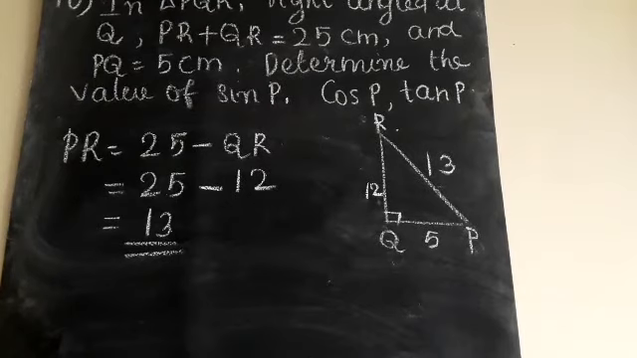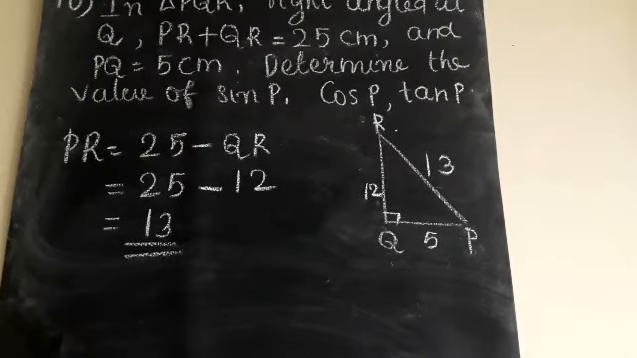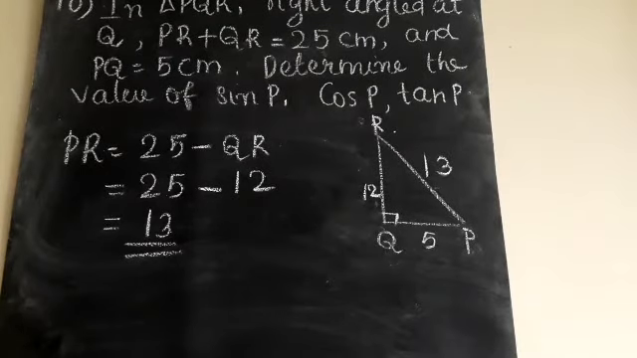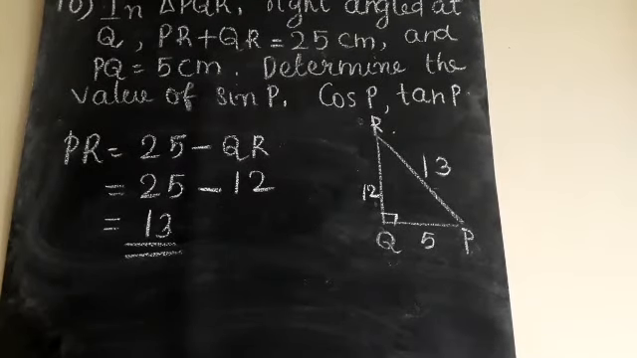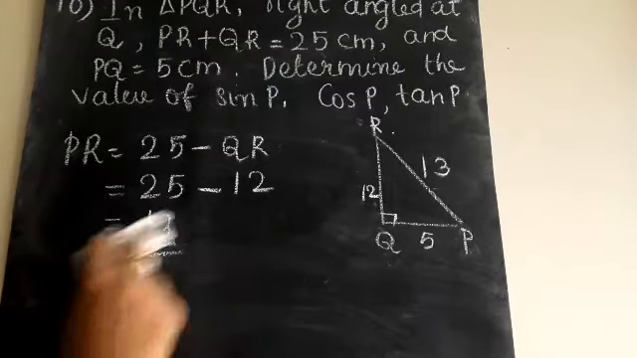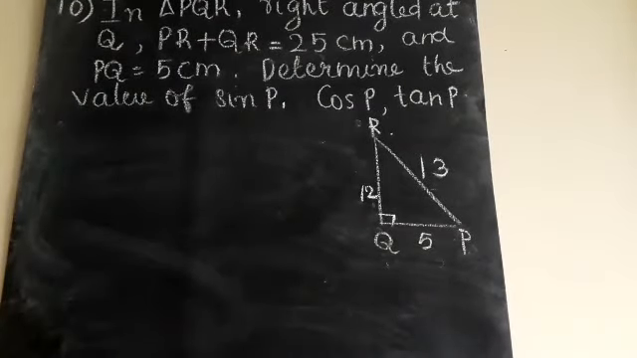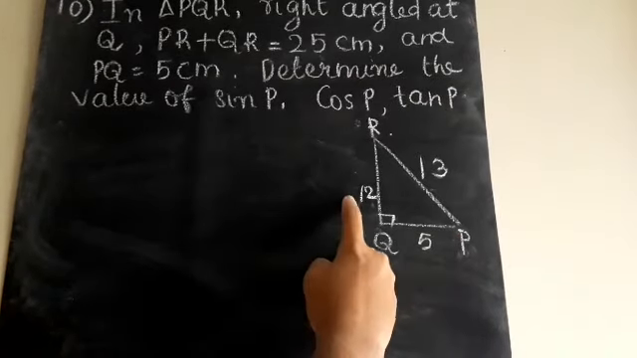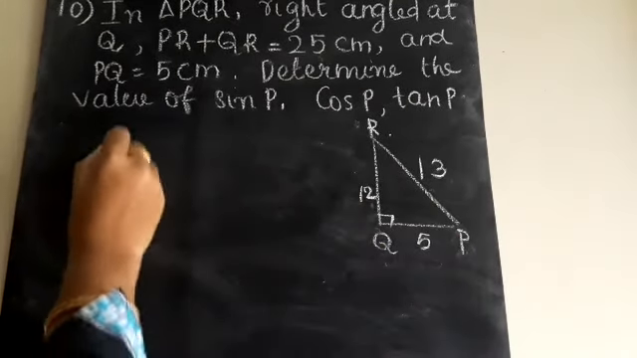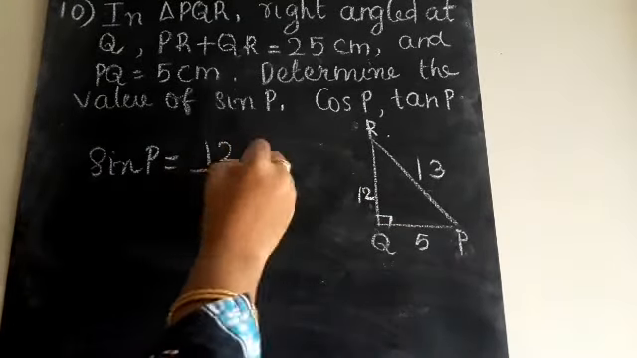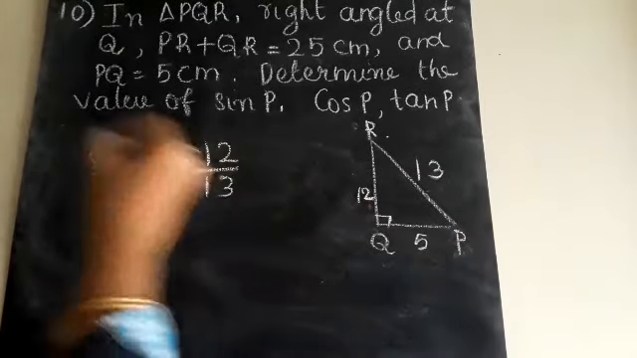Okay, now we can move to our question. After this, you should find the value of sin P, cos P and tan P. Now all the three sides we have, so it is very easy to calculate sin P. Just look at the figure. Sin P means opposite side by hypotenuse. So sin P is equal to opposite side 12 by hypotenuse 13.